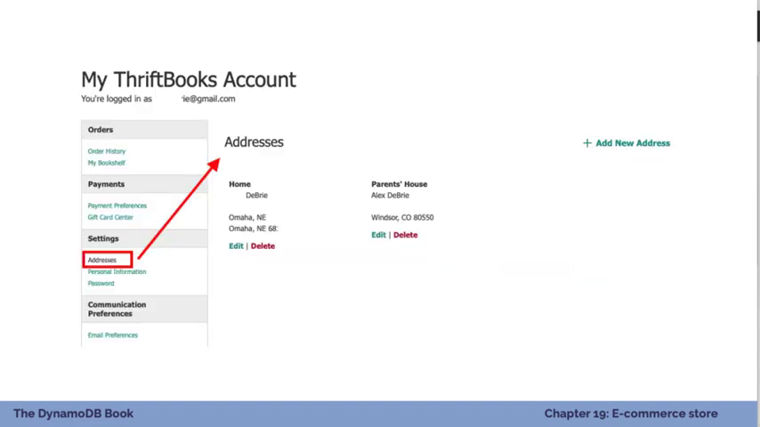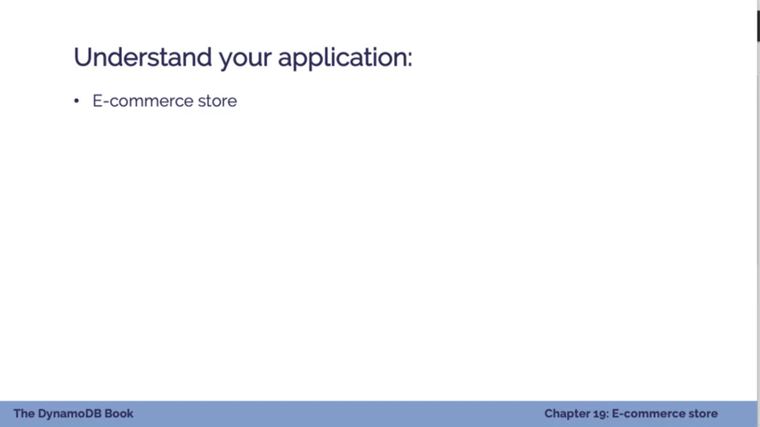Additionally, there's also a section where you can save addresses. We have that here. We might want to save addresses just to make it easier for checkout later on. So here I have a couple saved addresses. I've blocked out the actual identifying information, but the first one is named home. The second one is parents' house. So I have a couple different named addresses just to make checkout easier for me going forward.